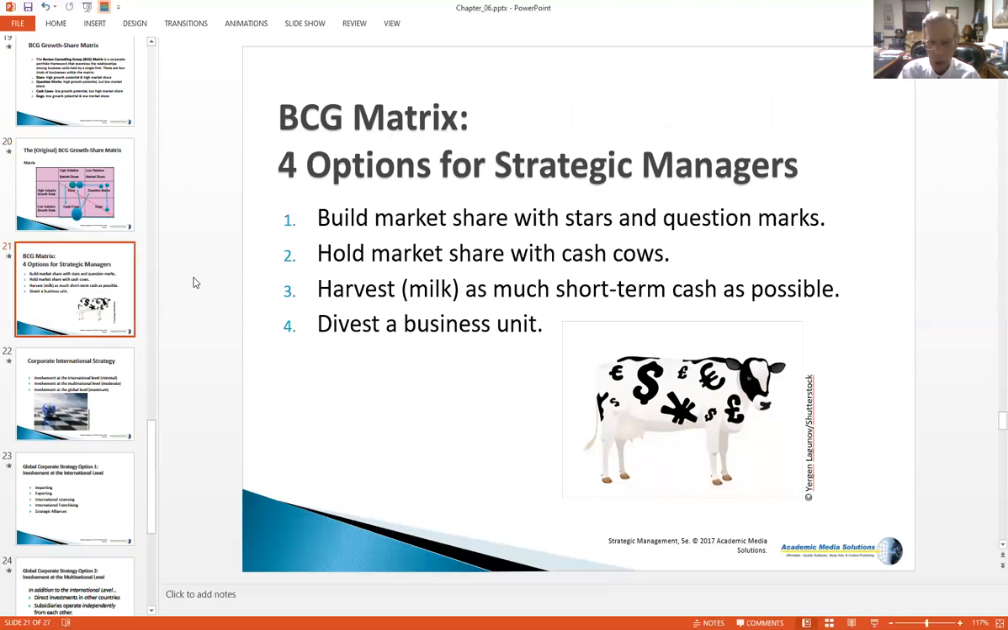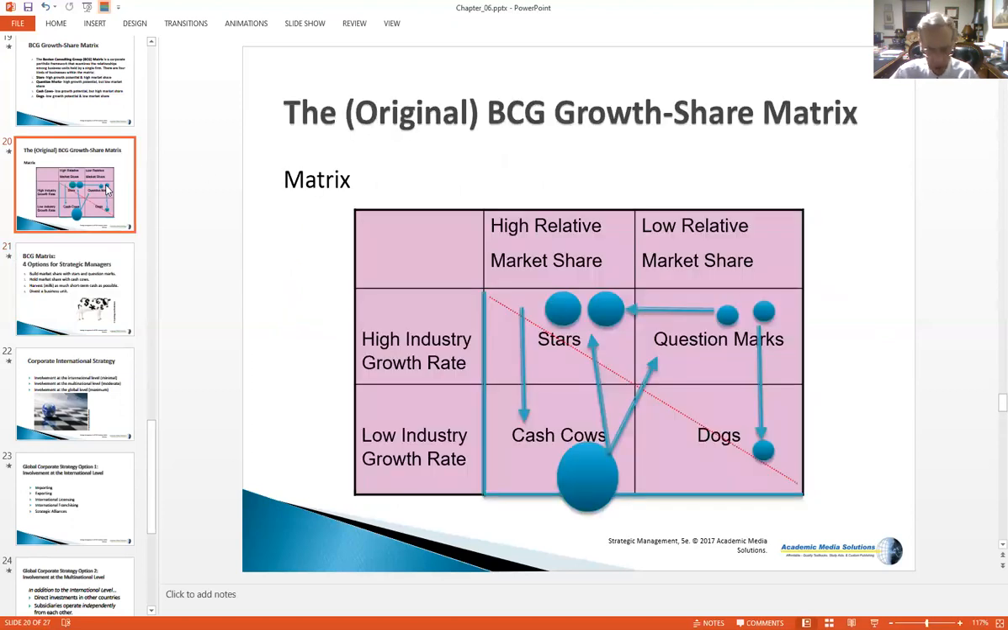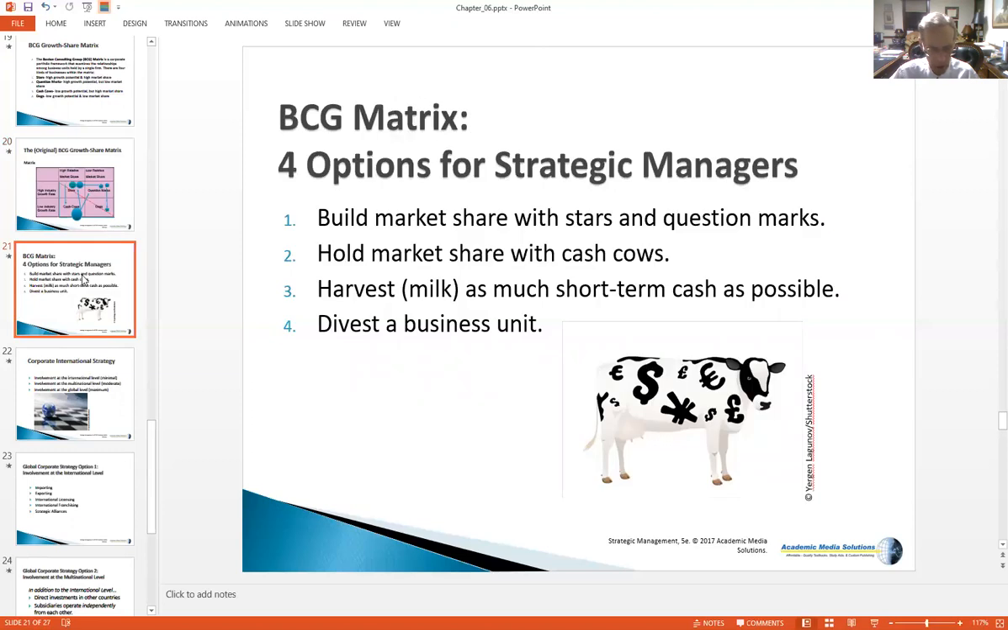Okay, so Parnell gives you some suggestions about options for strategic managers. Build market share with stars and question marks. Hold your market share with cash cows. Milk as much short-term cash as possible, or divest a dog. In all honesty, I don't think after I explain this to you, you benefit a whole lot from that slide.